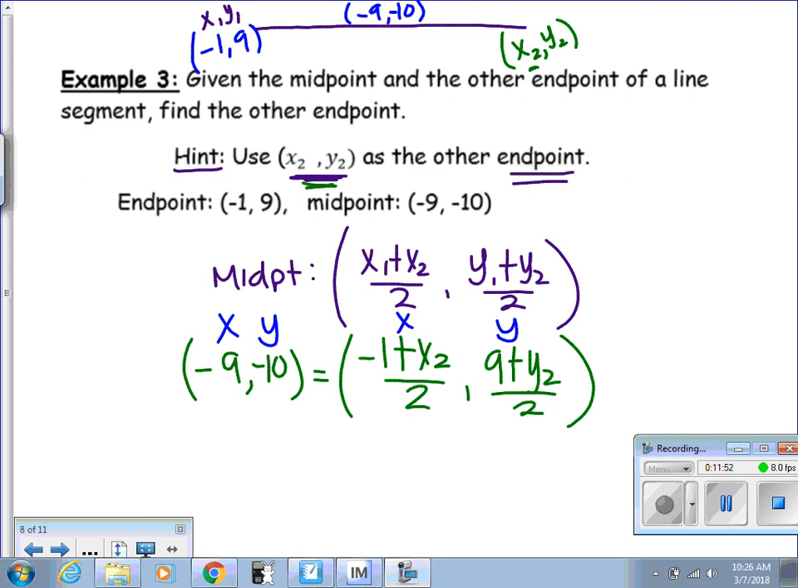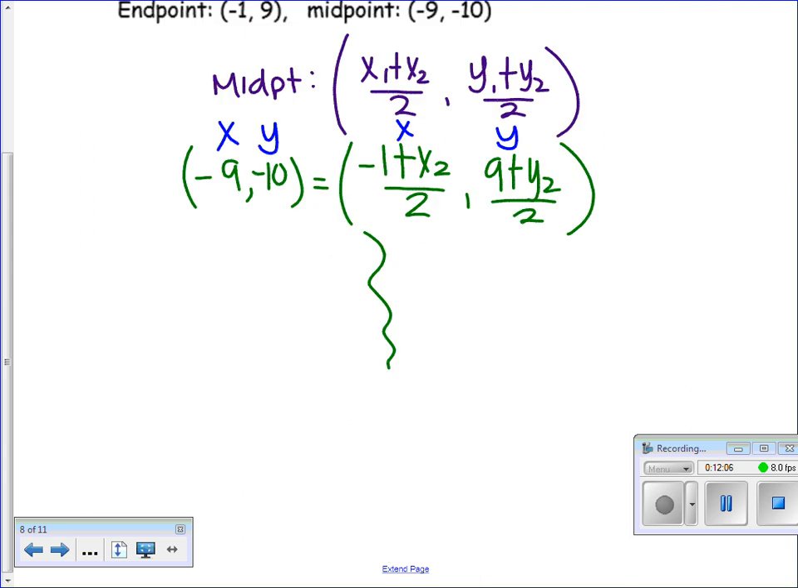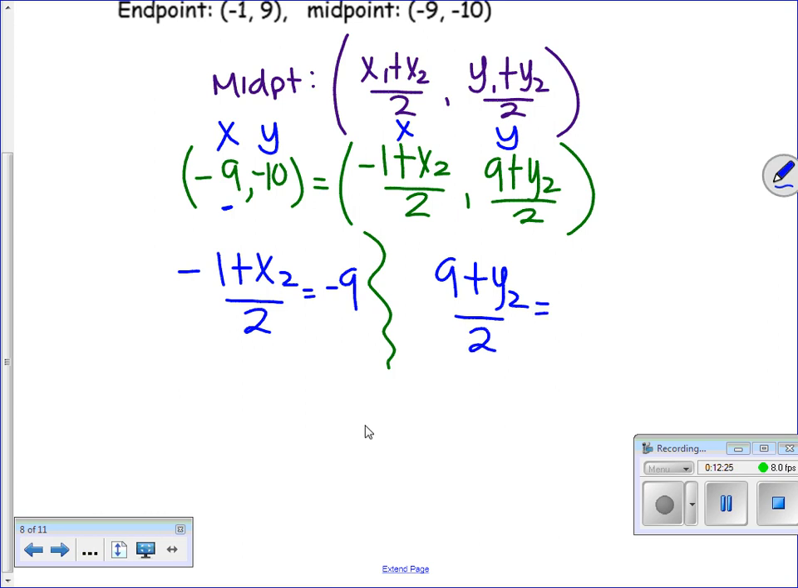All right, so now that we have our information plugged in, we can go ahead and line up our x values with the x value in the answer and our y value with the y value in the answer. So let's go ahead and split our screen up and extend it out. For my x values, I have -1 plus x sub 2 divided by 2 is going to be equal to the x value in my answer, which is -9. Over here for my y values, I have 9 plus y sub 2 divided by 2 is going to be equal to whatever the y value was in my answer, which was a -10.